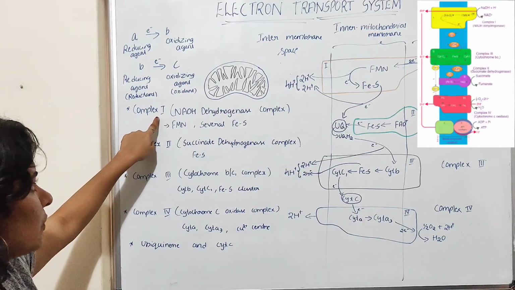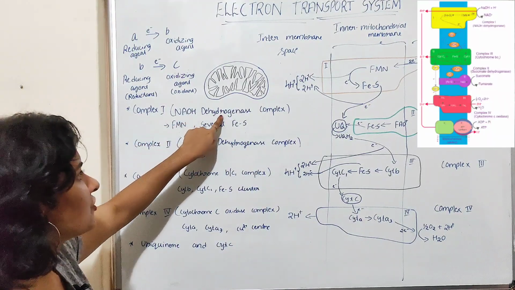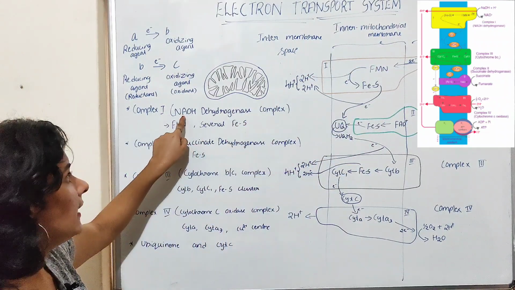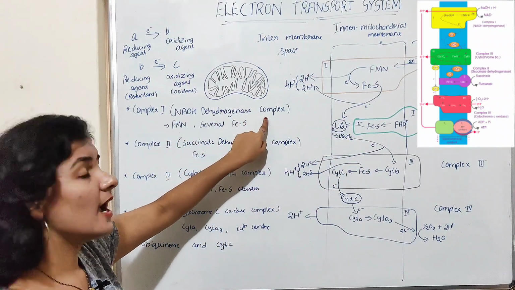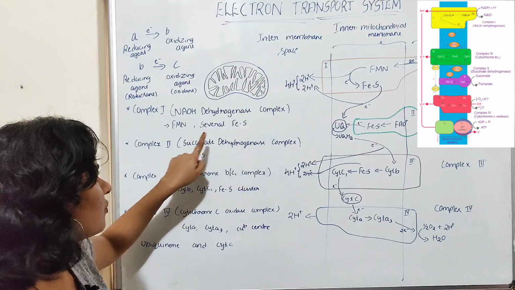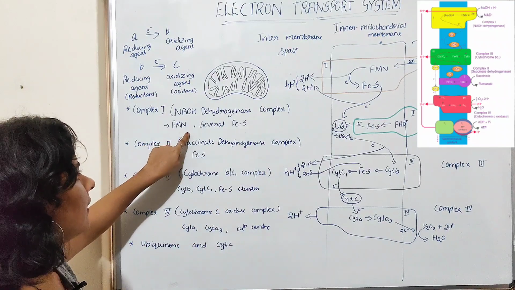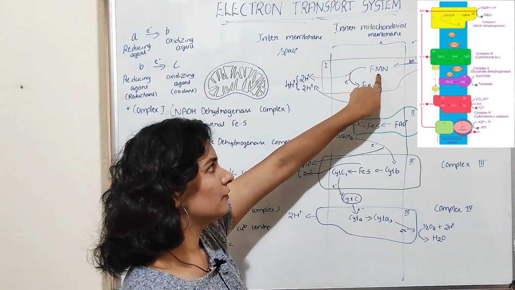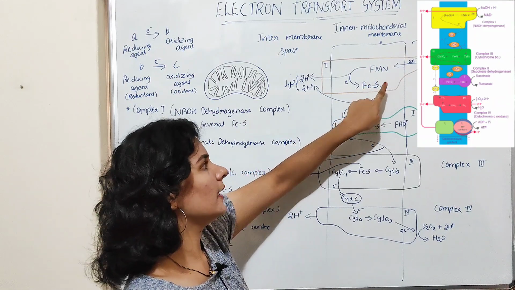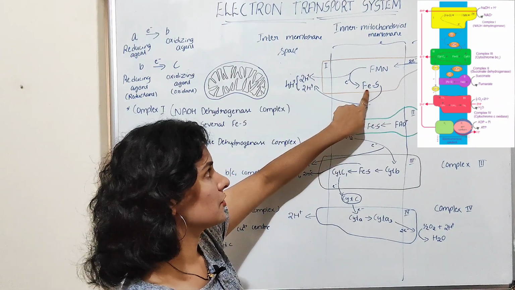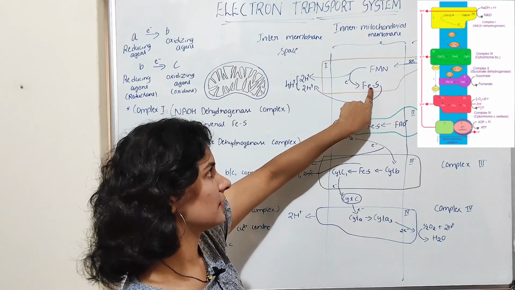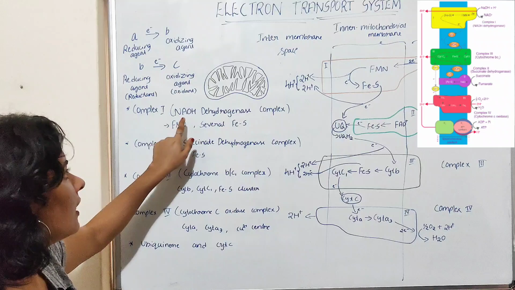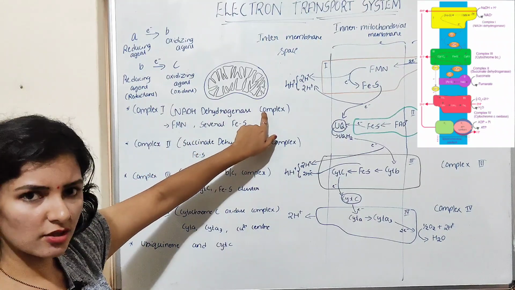First one is complex 1, which is also known as NADH dehydrogenase complex. It consists mainly of two types of carrier, that is FMN and FeS carrier. As you can see in this diagram, this is FMN, that is flavin mononucleotide, and the iron sulfur clusters. There are several iron sulfur clusters. So these two carrier groups together form complex 1 or NADH dehydrogenase complex.